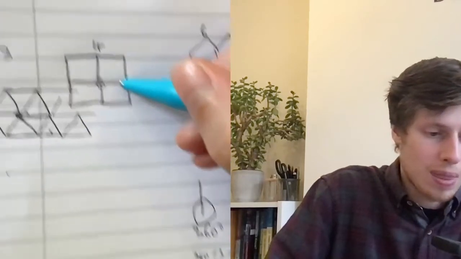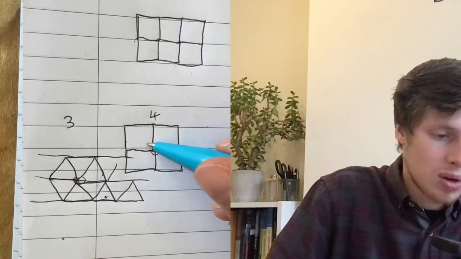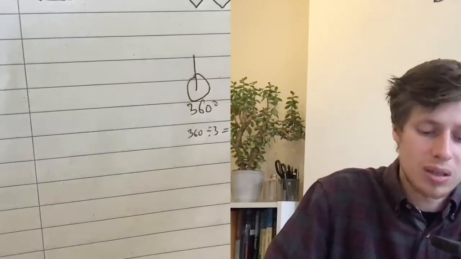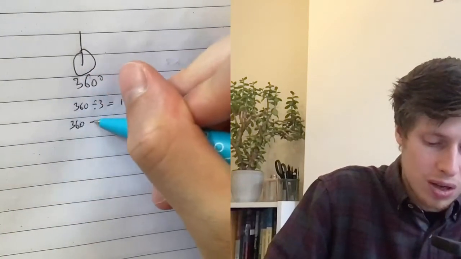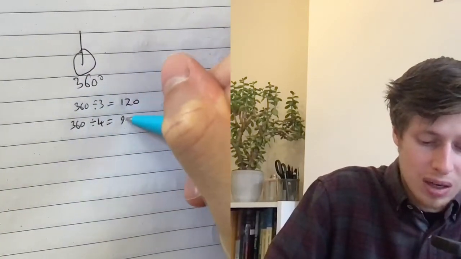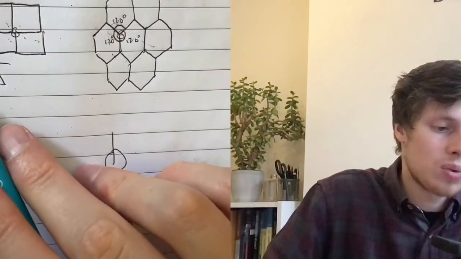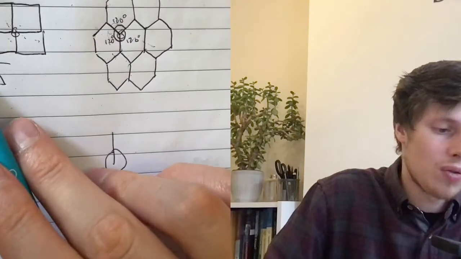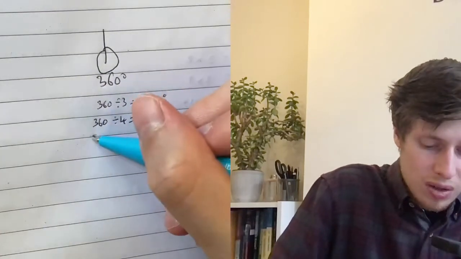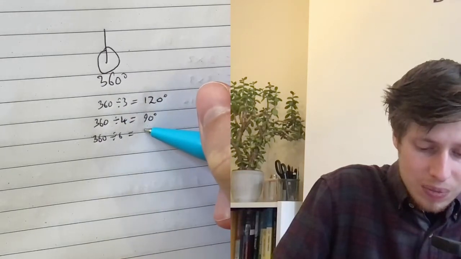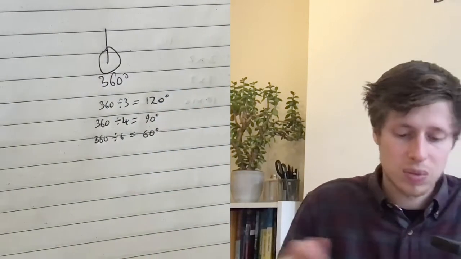Likewise with a square, you have 4 squares around that point. So we're dividing that full turn into 4 parts. That's going to be 90 degrees, okay? And likewise with triangles, we have 1, 2, 3, 4, 5, 6. So 360 divided by 6, that's going to give you 60 degrees, okay?